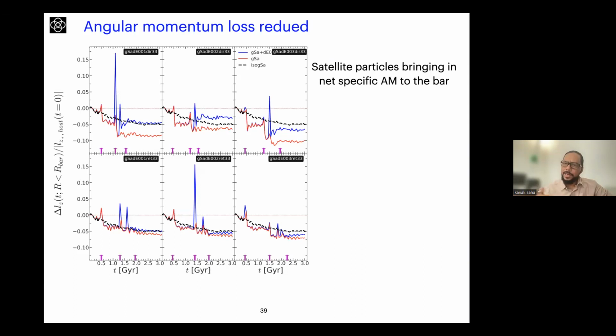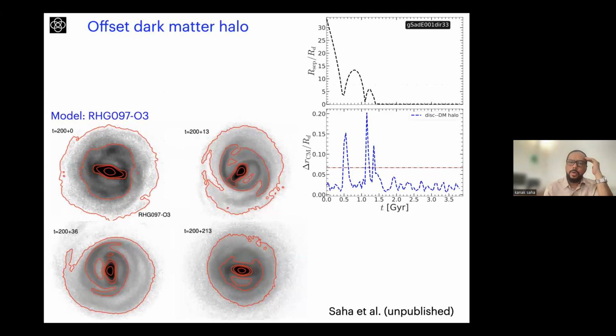Okay. So with this, we also did a few simulations in which we found an interesting thing: when this minor merger happens, can we say something more about the inside information, like if there is a separation between the disk and the dark matter halo, if there is an offset, right? So we calculated the center of mass of the dark matter halo particles and the stellar disk particles, and you can see that during the pericenter process there seems to be a change, a spike in the dark matter halo and the stellar disk separation.